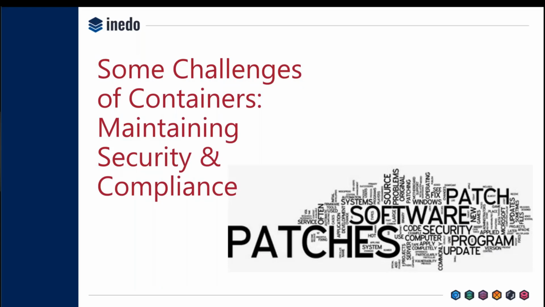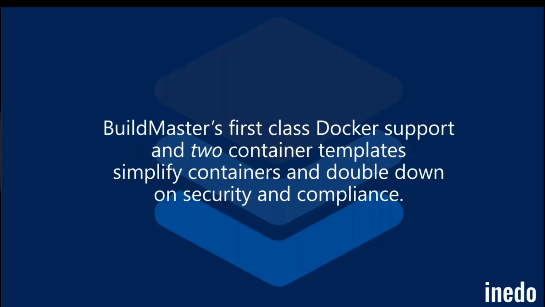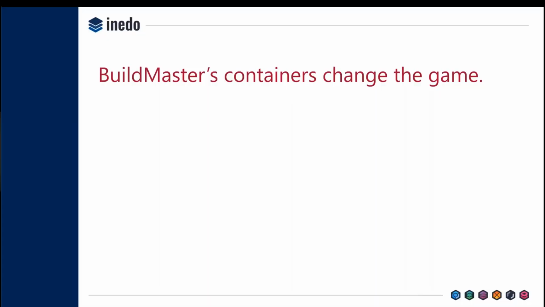Yeah, so one of the biggest problems out there right now is it's hard to figure out which containers you should use, which ones have a vulnerability in them. Which ASP.NET Core version should I be using for my application? Because if you go to Microsoft's site, they have 4 different versions of it. Which one should I choose? Right. So it gets quickly complicated in such a way that could present real threats to security and compliance. So Inedo wanted to change that. BuildMaster's first-class Docker support and 2 separate container templates simplify containers and double down on security and compliance.